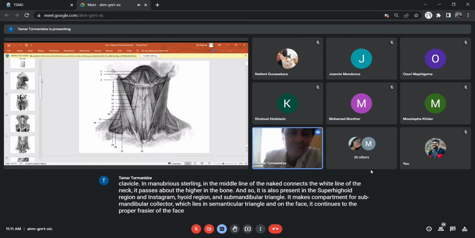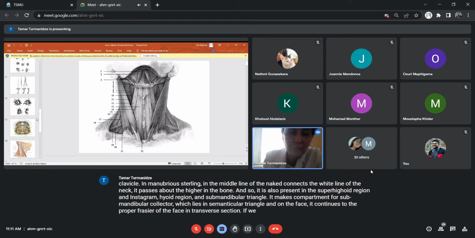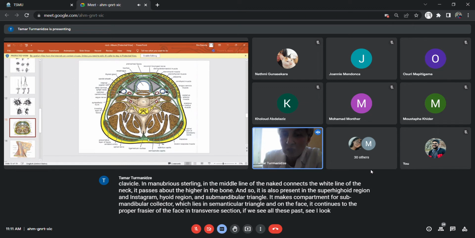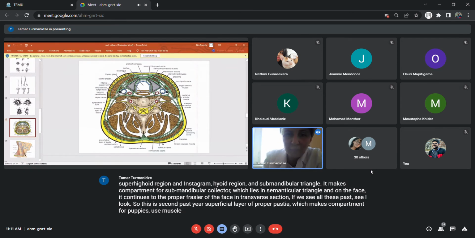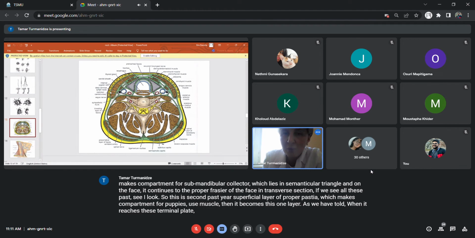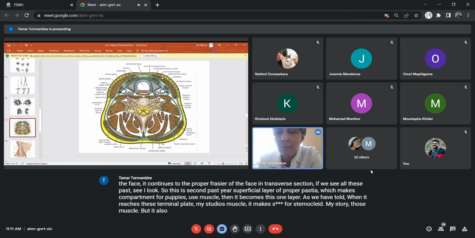In transverse section, if we look at this fascia, this is the second fascia, the superficial layer of the proper fascia, which makes a compartment for the trapezius muscle. Then it becomes one layer, as we have told. When it reaches the sternocleidomastoid muscle, it makes a sheath for the sternocleidomastoid muscle, but it also makes a compartment for the submandibular gland. In the transverse section the gland is not shown.